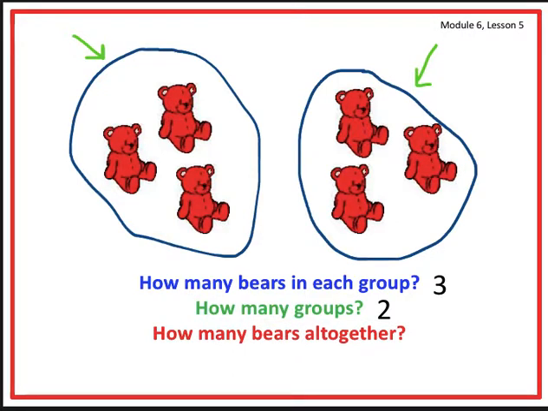Well, I know that there are a couple different ways I can find this. I can either count by ones and say 1, 2, 3, 4, 5, 6. That is not the most efficient way, but I can do it. I can count by my groups, so I can go 3, and 3 more is 6. I think that's probably the most efficient way. So there are 6 bears altogether.